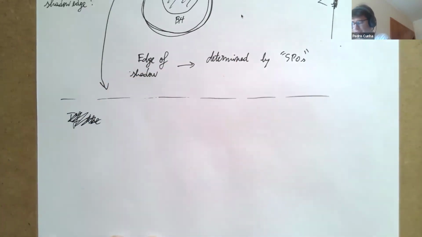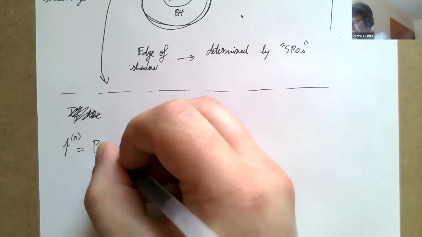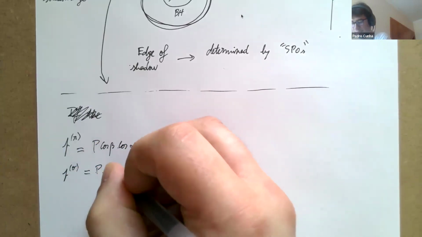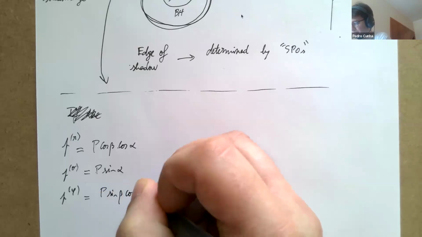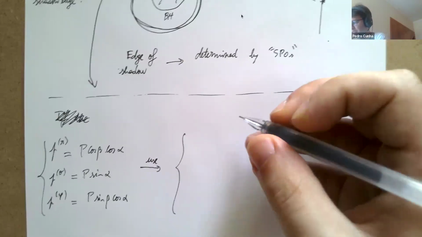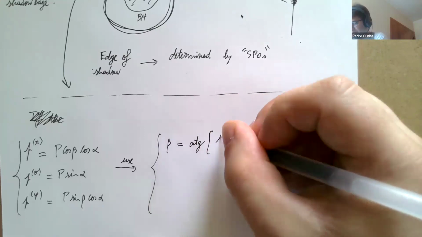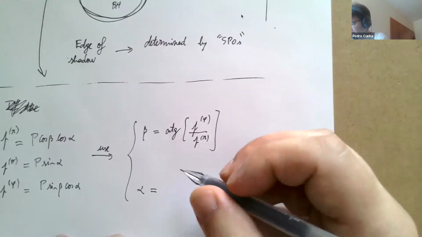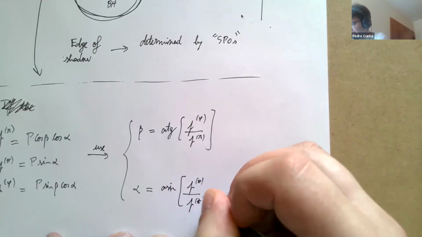sorry, before I mention this, let me mention something else. You can already relate several quantities. You have P^r is P cosine, this is for the ZAMO frame. P^theta is P sine alpha. You have P^phi is P sine beta cosine alpha. You can use this to solve for beta and alpha. So we have beta, it's arctangent of P^phi divided by P^r. And the angle alpha is arcsine of P^theta divided by P.